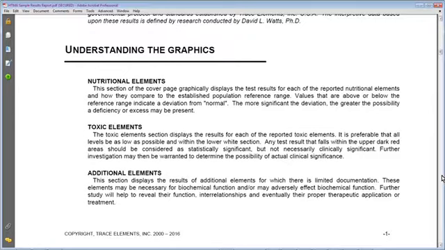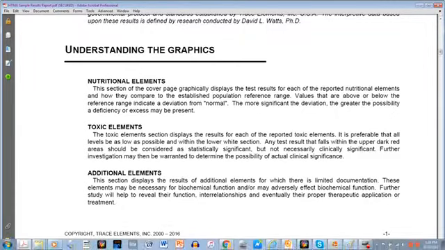Additional elements. This section displays the results of additional elements for which there is limited documentation. These elements may be necessary for biochemical function and/or may adversely affect biochemical function. Further study will help to reveal their function, interrelationships, and eventually their proper therapeutic application or treatment.